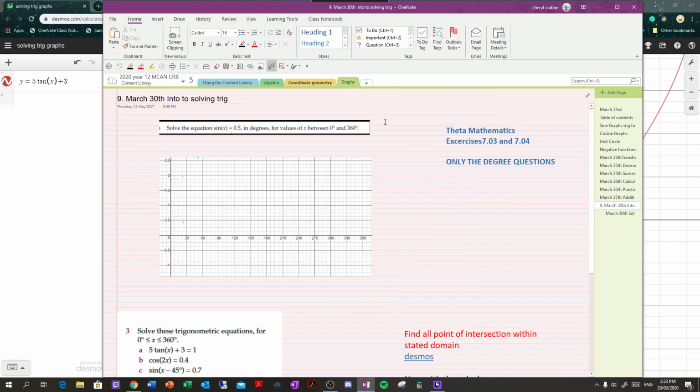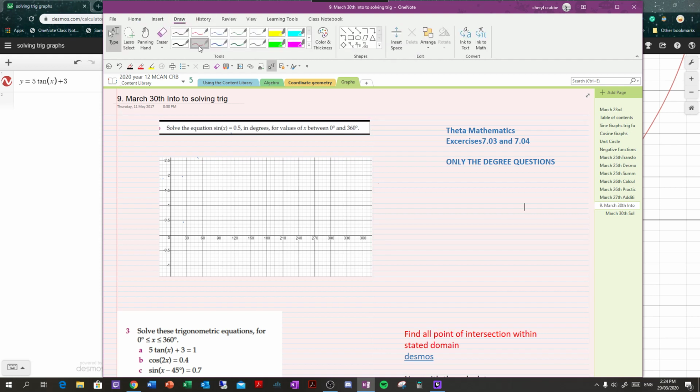Okay, this is just a quick little lesson. This is a very quick lesson on solving trig equations, and we're not going to have to do anything more than this, but this is just to show you how to do the problem by hand. If you look at this equation here, let's just draw this equation right here.